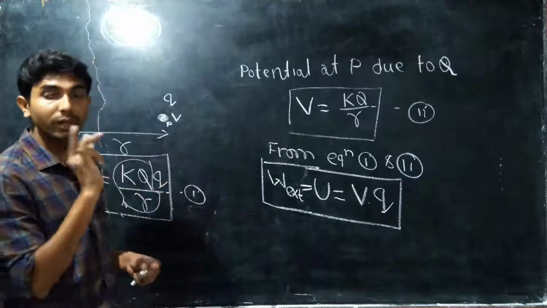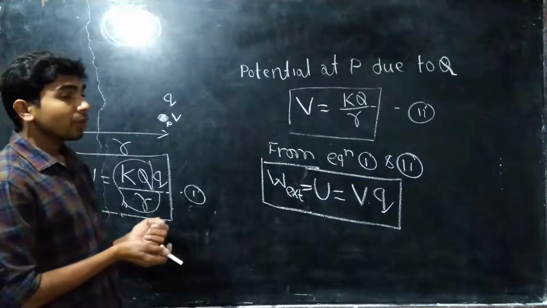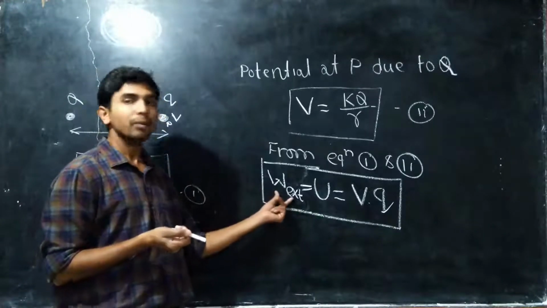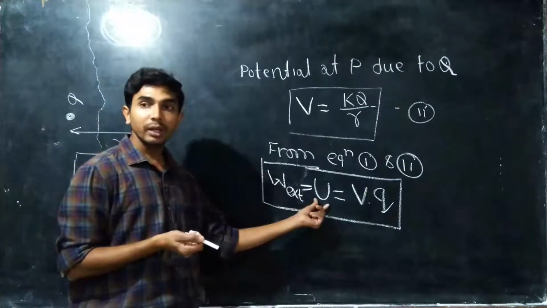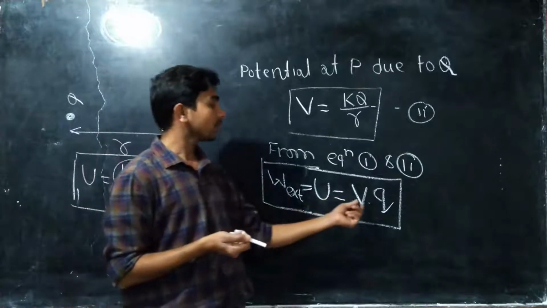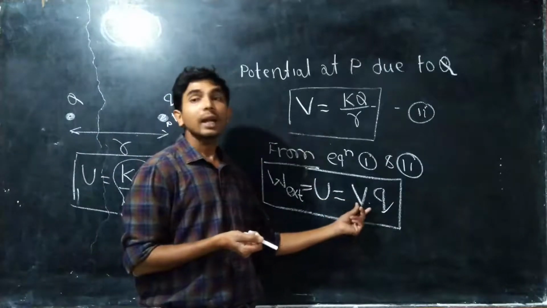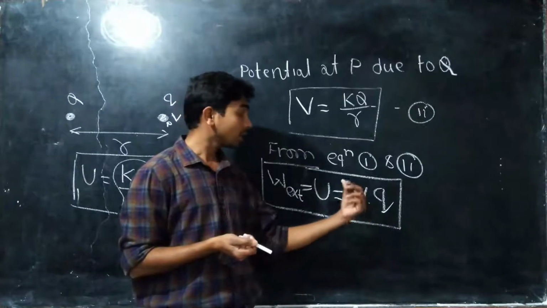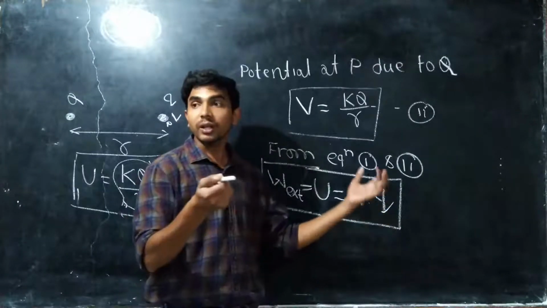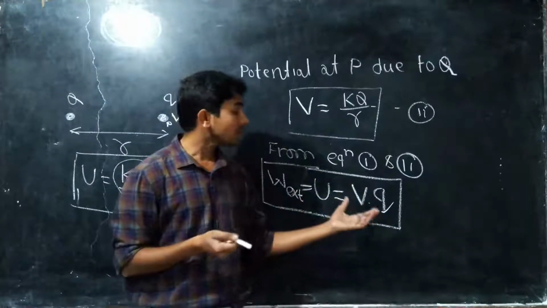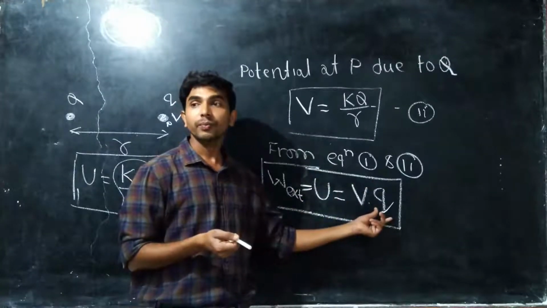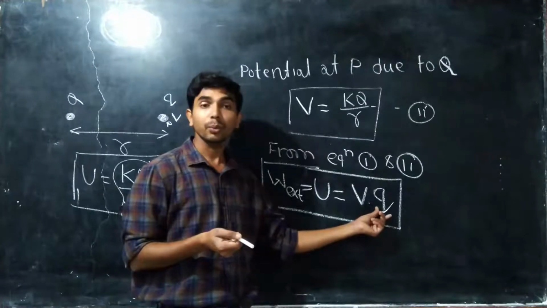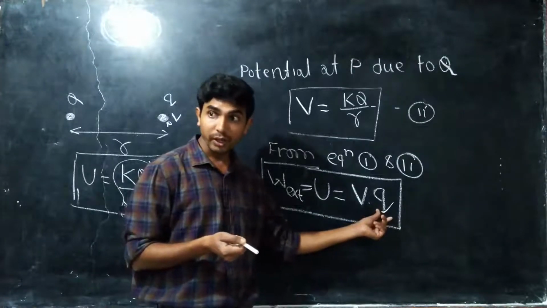So you have to keep one thing in mind. Suppose a question comes in a different way, but you have to remember that work done by external is equal to potential energy, and that potential energy equals the potential at that point times the amount of charge brought to that point. This will be the potential energy of this charge.